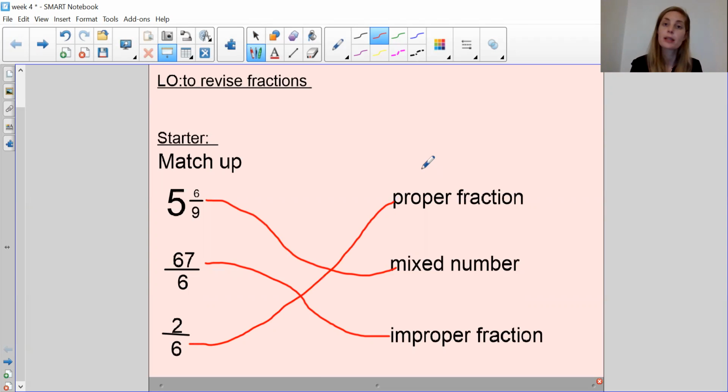Now, it is very important that you understand those terms and that you are able to identify them, because when you are asked to convert or to write your answer in a certain particular way, it is very important that you're understanding the terms.